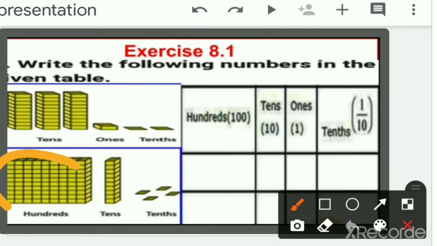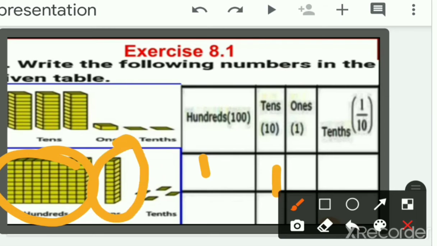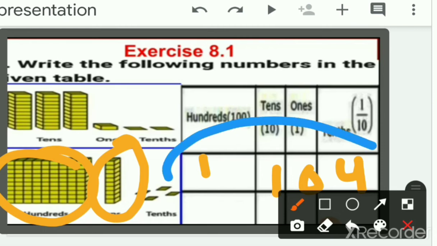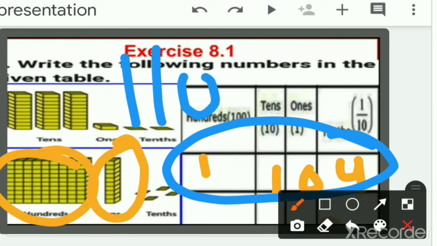Now how many hundreds are there? 1. We will write 1 here. How many tens are there? 1. We will write 1 here. And how many ones are there? No ones are there, we will take 0. Okay. And how many tenths are there? 4. So it means the answer will be what? Because tenths is the place after the decimal point, we have 110.4.